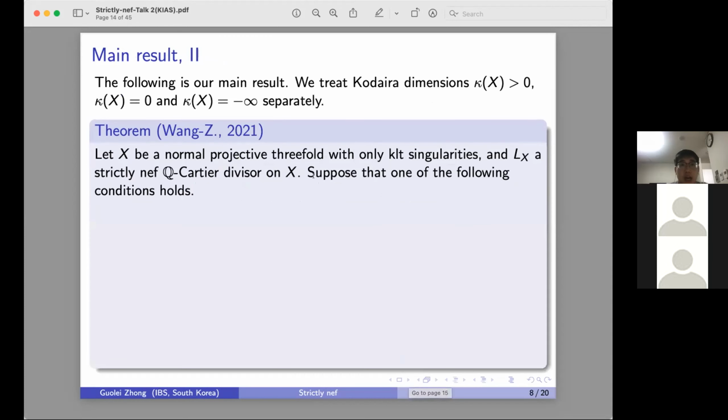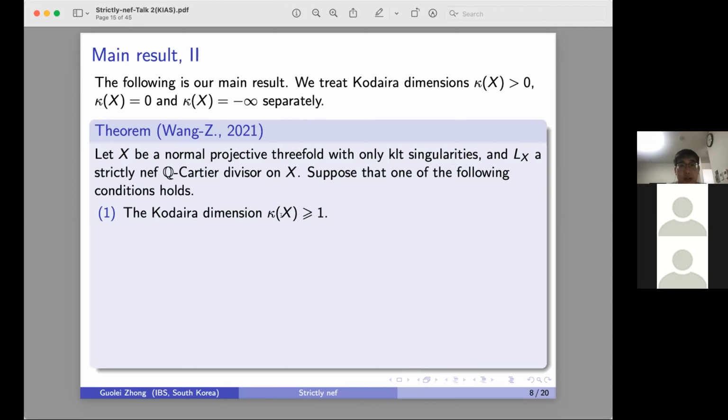Okay, so now we state our main result. Note that we will treat the Kodaira dimensions kappa greater than 0, equal to 0, and negative separately. So now we start from a normal projective threefold X with only KLT singularities, and we denote by L_X a strictly nef Q-Cartier divisor on X. And we suppose that one of the following conditions holds.